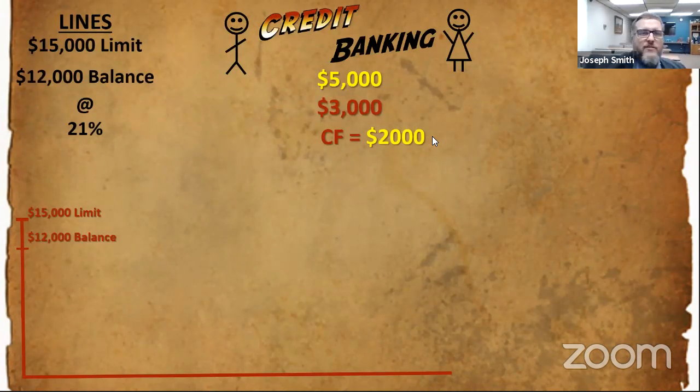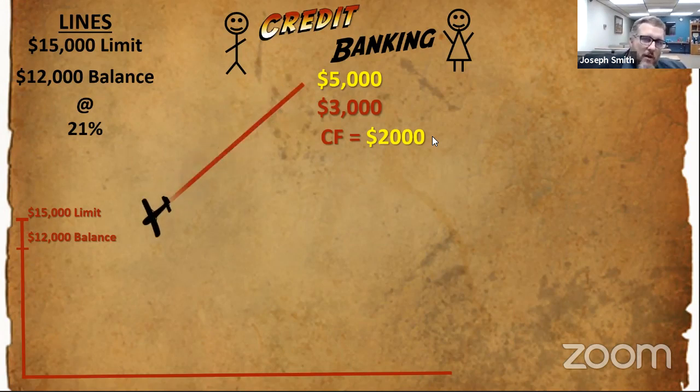So we have our lines of credit. As you see, we have a $15,000 limit. That could be on one card or one line of credit, or across three cards or more, but we have multiple lines of credit. And now we're carrying a $12,000 balance. Making that minimum monthly payment would take a very long time to pay that off. But look at what happens when we start using our credit banking.